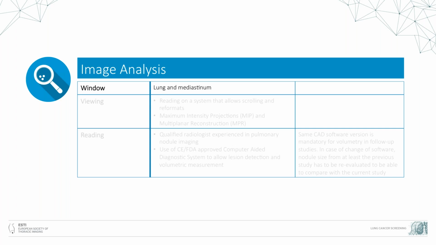So window settings are lung and mediastinum, with lung, of course, preferred, since with mediastinum window settings, because of the low dose, mediastinal structures are hard to evaluate. I think it's evident that the reading needs to be performed on a system that allows scrolling and reformats. And we all know that the detection of nodules is definitely increased when you use MIP, maximum intensity projections, and sometimes multiplanar reconstructions can be useful if you see lesions that are more difficult to characterize.